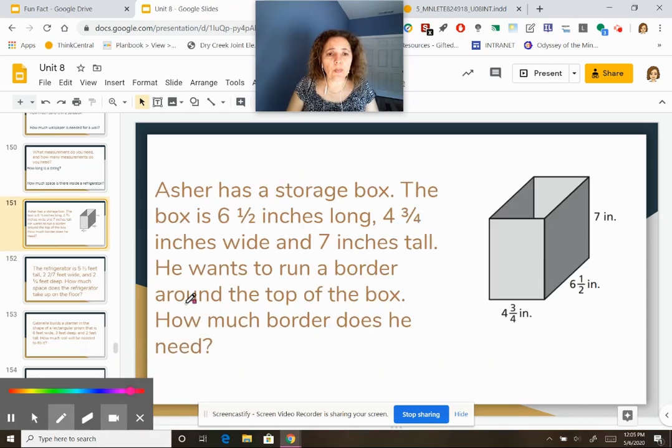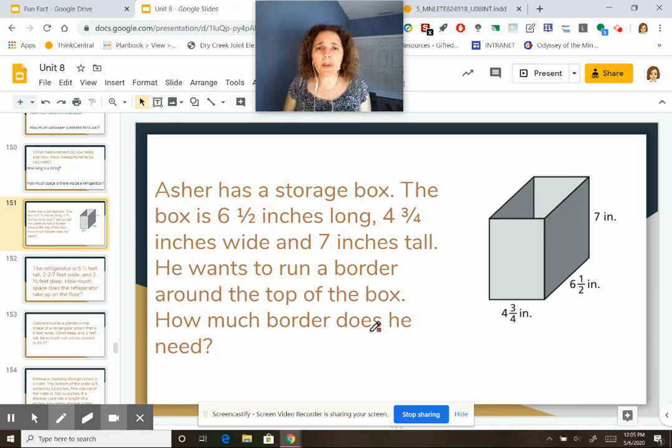Okay, our first word problem reads, Asher has a storage box. The box is 6.5 inches long, 4 3/4 inches wide, and 7 inches tall. He wants to run a border around the top of the box. How much border does he need? Okay, so pause the video and try to figure out, what are they asking me for? Are they asking me for a length? Are they asking me for area? Or are they asking me for volume? Okay, stop the video and see what you think and then come back.